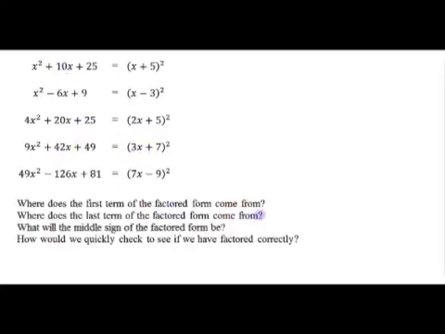So where does the first term of the factored form come from? Where does this come from? It's going to be the square root of this.